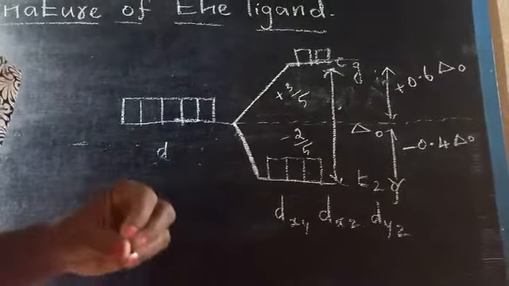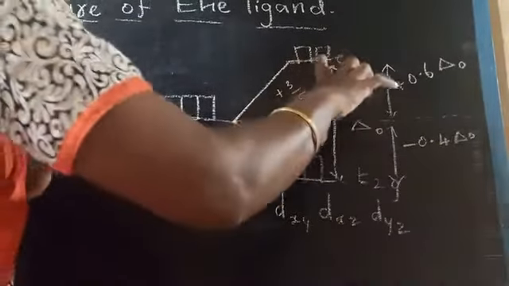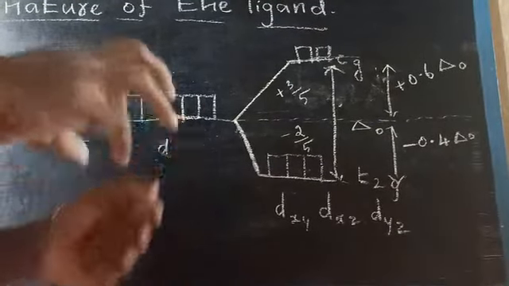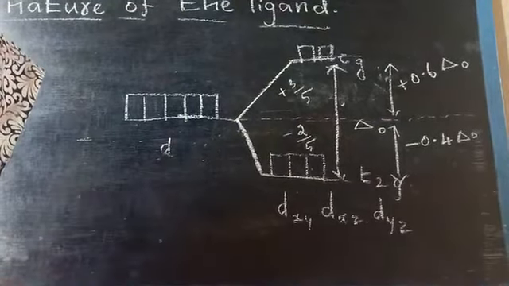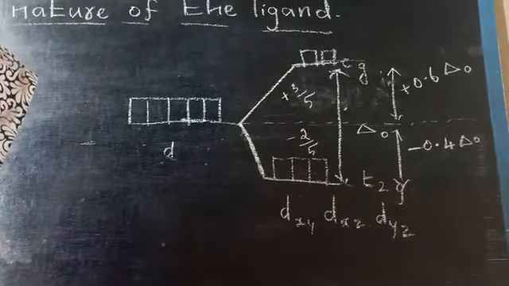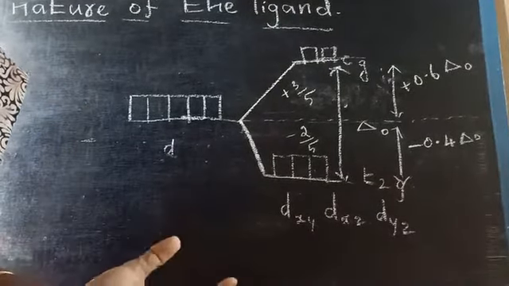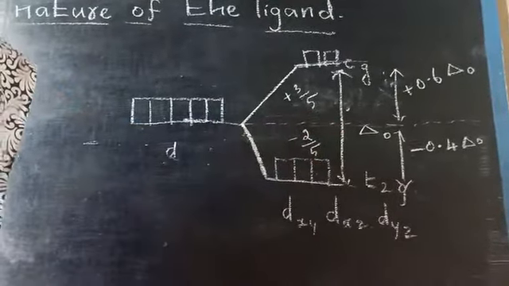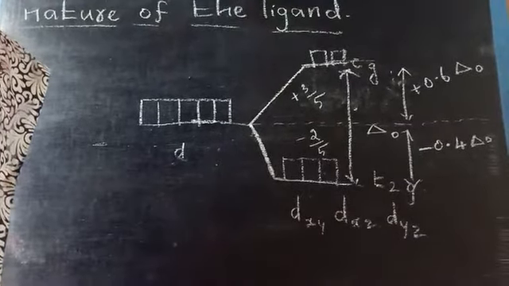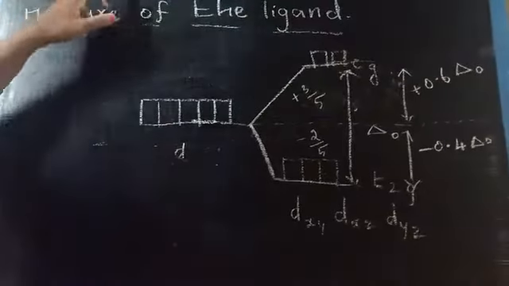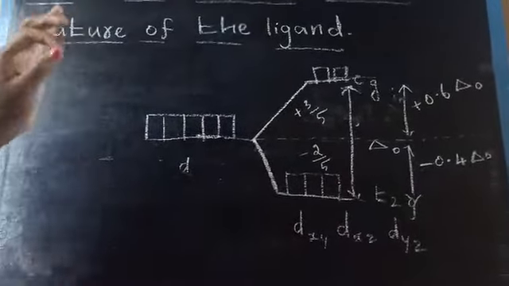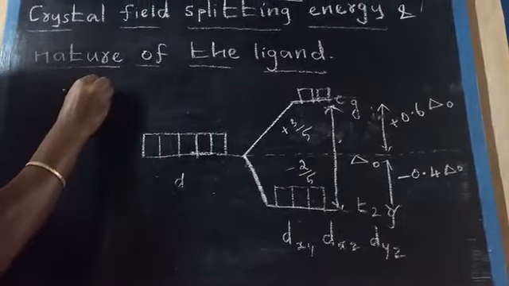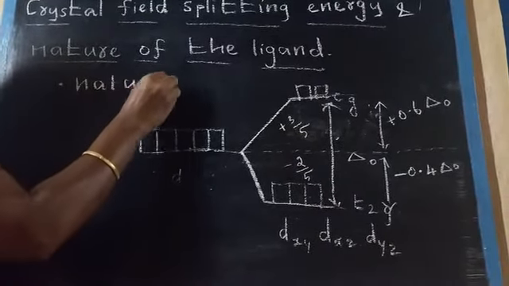Children, this session we talk about the splitting energy level. Using the formula, find out the values. From that, we assume the ligand. That is explained based on the nature of ligand. Are you clear, children? Crystal field splitting energy is explained based on, number one, nature of the ligand.